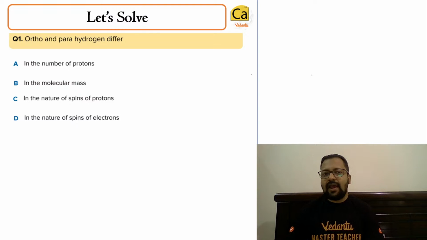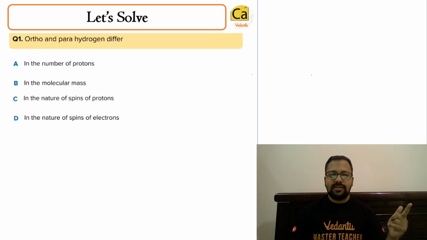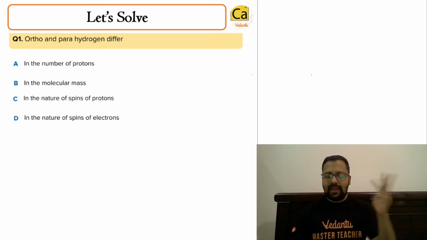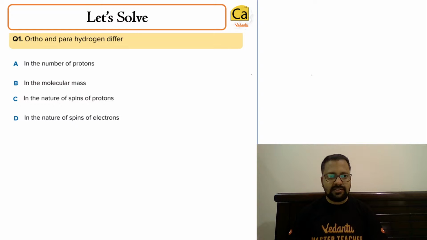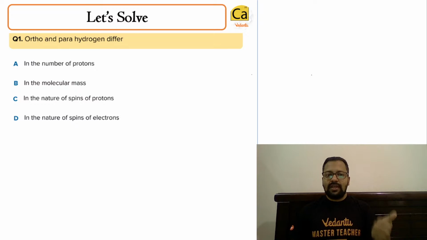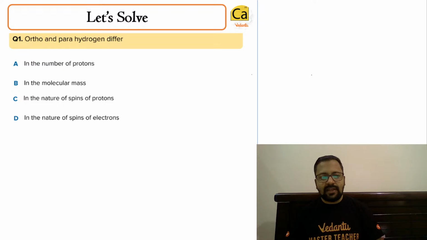The ortho and para hydrogen differ in the number of protons, molecular mass, nature of spin of protons, nature of spin of electrons. What will be the right answer? Vedant has given the right answer. The first three people are Vedant, Ankit and Akshat.